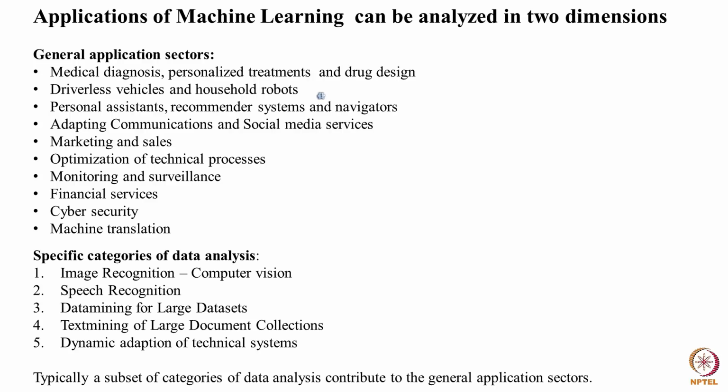So what I claim here is that it has more explanatory power to introduce these two levels and explain the relation between machine learning and the general application sectors in two steps. And the five categories of data analysis I introduce here: image recognition, which I see as the foremost category for the moment, given everything that happens at this point. Speech recognition is also very important. Data mining for large data sets is the third. Text mining of large document collections is the fourth. And dynamic adaptation of technical systems is the fifth. In the coming slides, I will try to say a few words about each of these categories.